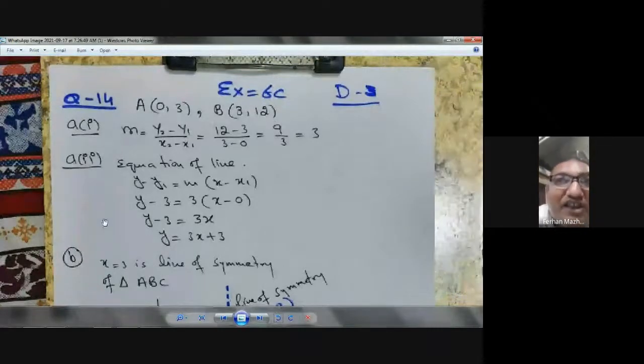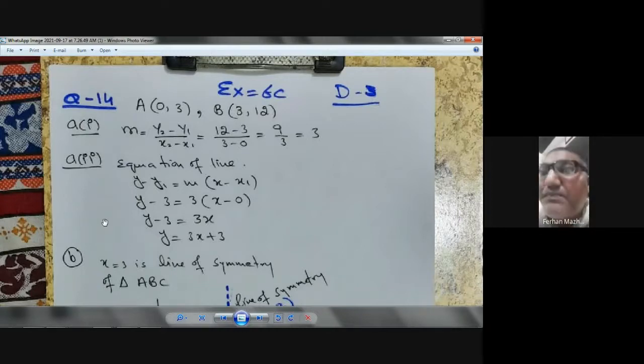Equation of the line: y minus y1 equals m bracket x minus x1. So y minus, I'm using the first point A. So the y1 value is 3, the x1 value is 0. The value of m, or the gradient, is 3. So just substitute those values here. You will have y minus 3 equals 3 bracket x minus 0, bracket close. So you will have y minus 3 equals 3x. Take this minus 3 to the other side. You will have y equals 3x plus 3. So that is the equation of the line L, which is joining the points A and B.